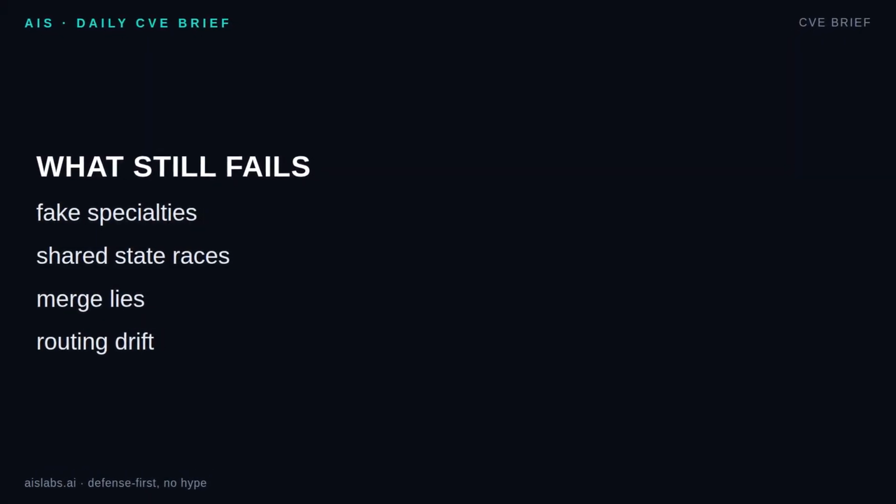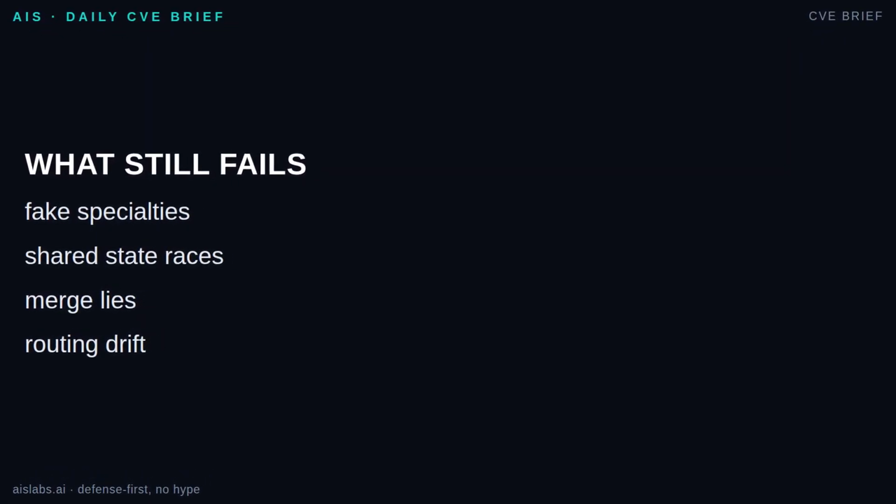Even justified graphs fail in boring ways. The most common is fake specialties, 5 nodes that are really the same worker with different labels. Next is shared state racing, where 2 branches update the same record and the later write silently wins. Merge steps also lie. They sound simple until 2 branches disagree and the merger averages them into nonsense. Routing drift is another one. A classifier changes behavior after prompt edits, and cases start landing in the wrong path. A graph reduces some complexity by isolating work, but it adds orchestration complexity. You still need budgets, typed state, node contracts, and verification after every dangerous merge.